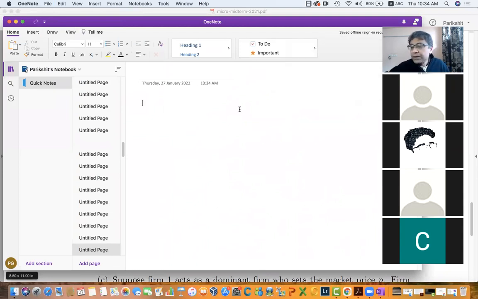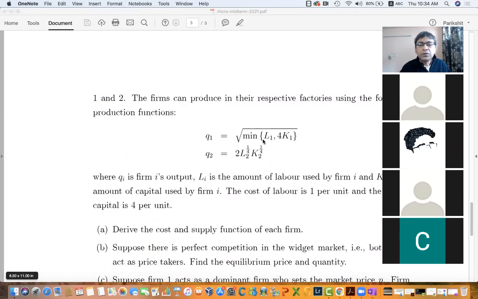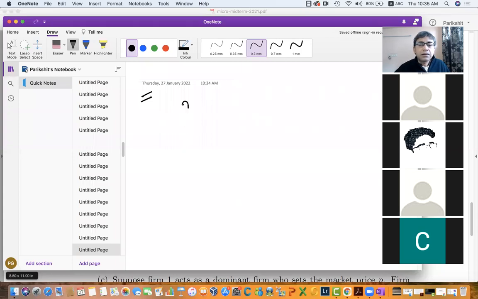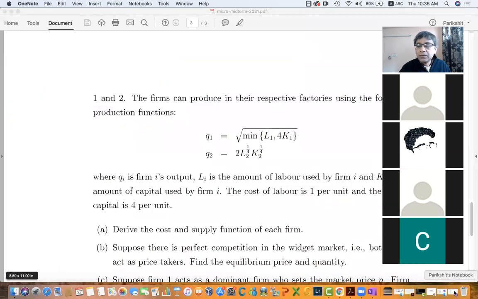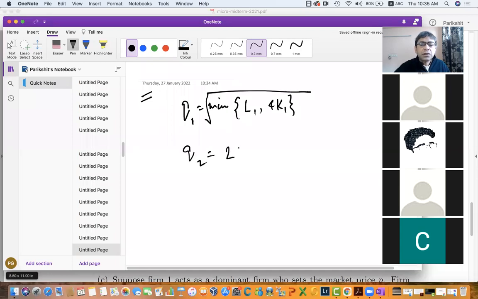Okay, so here are the two production functions: Q1 equals min of L1 and K1 under a square root, and Q2 is 2 L1 to the power 1/4 K1 to the power 1/4. Let me write that out first.